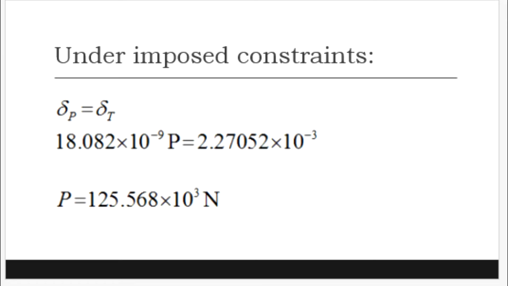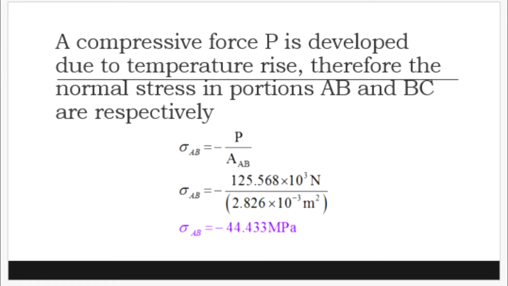And under imposed constraints, delta_P is equal to delta_T. So in other words, 18.082 times 10 to the power of negative 9 P is equal to 2.27052 times 10 to the power of negative 3, or P is equal to 125.568 times 10 to the power of 3 newtons. A compressive force P is developed due to the temperature rise.